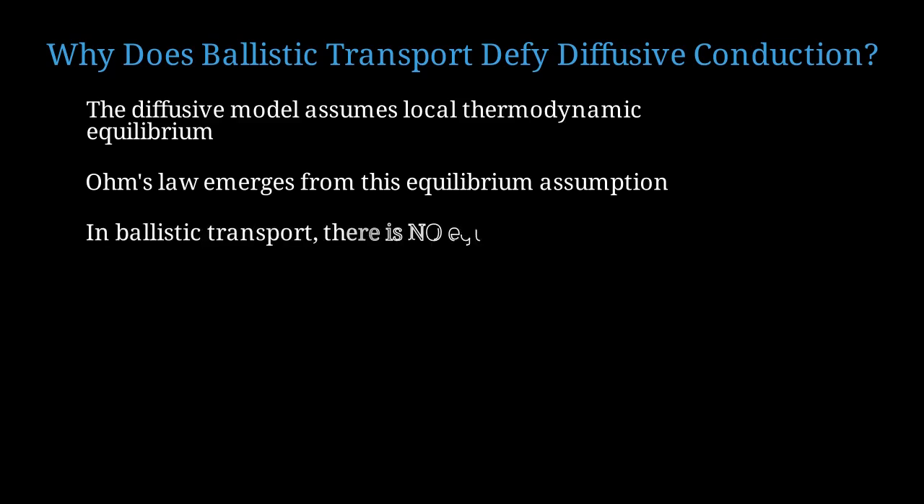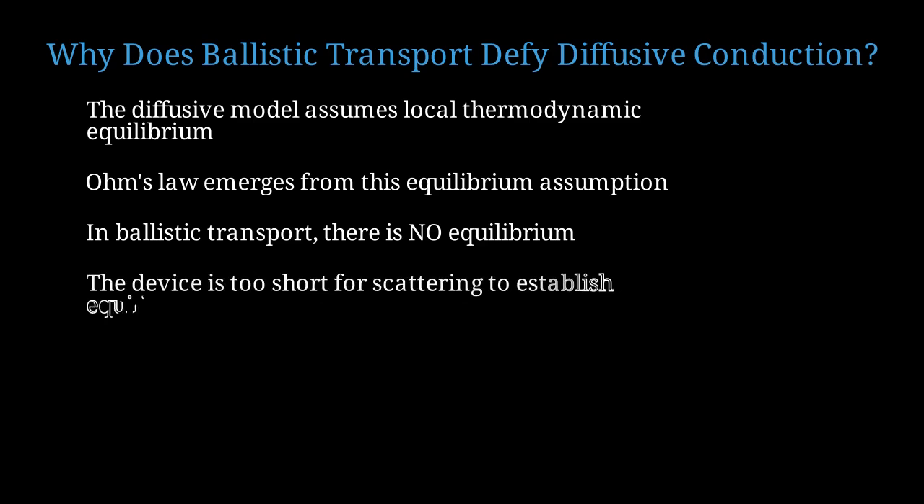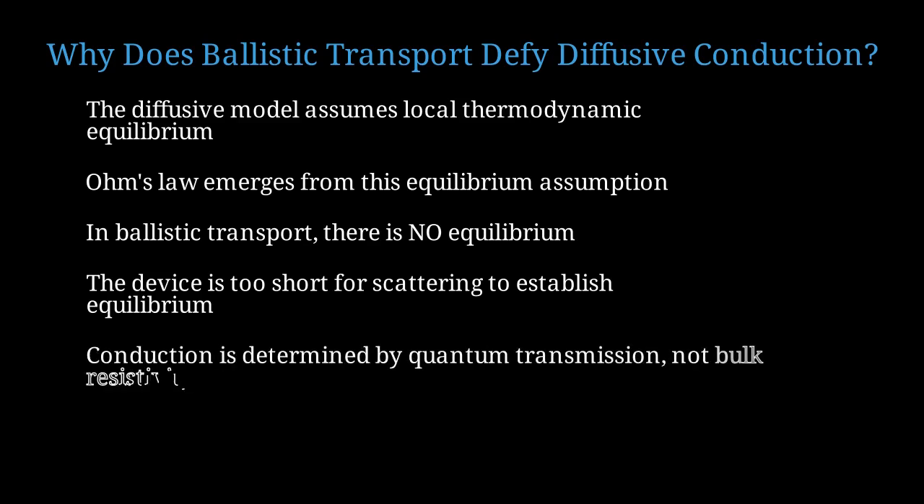But in ballistic transport, there is no equilibrium. Electrons are injected at one end with a certain energy and momentum distribution, and they travel through the device without scattering, maintaining their non-equilibrium distribution. The device is simply too short for scattering processes to establish equilibrium. Electrons cross before equilibrium can be achieved. Therefore, conduction in this regime is not determined by a bulk resistivity. Instead, it's determined by quantum mechanical transmission probabilities through the device.